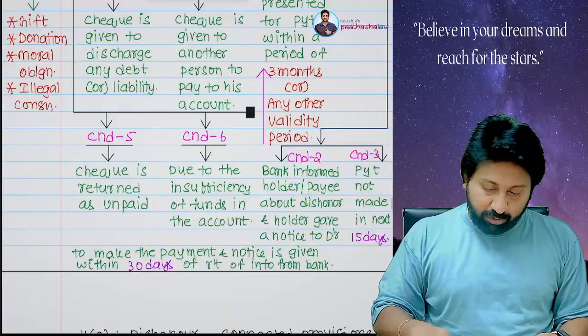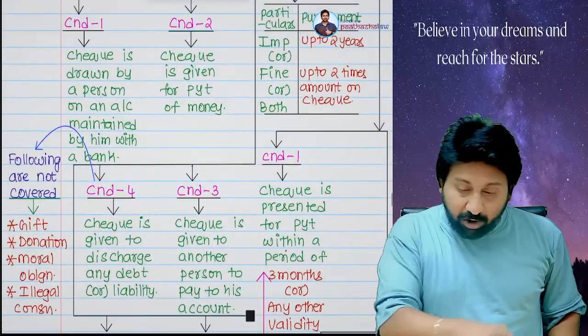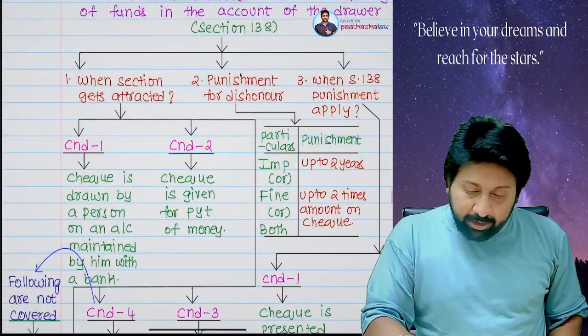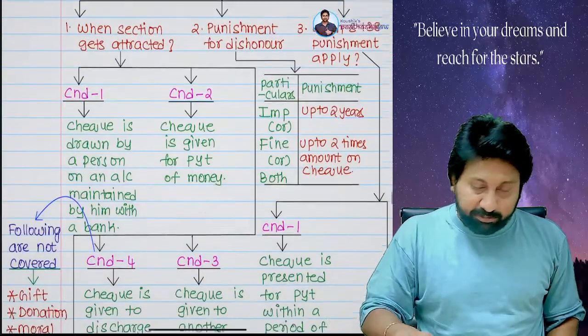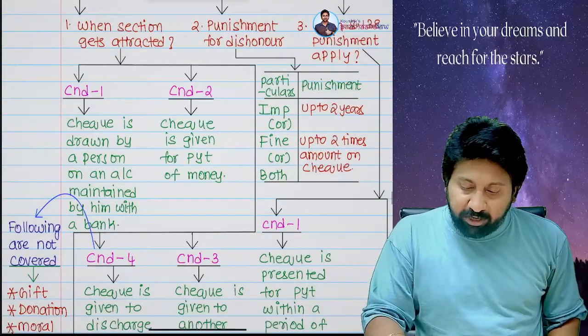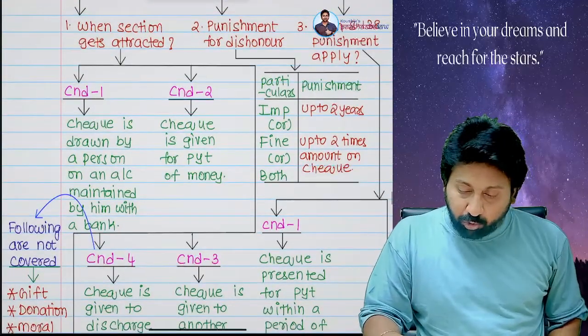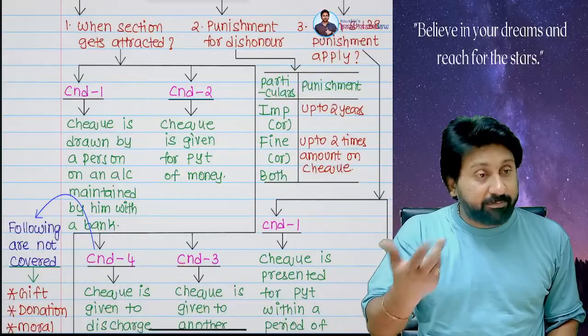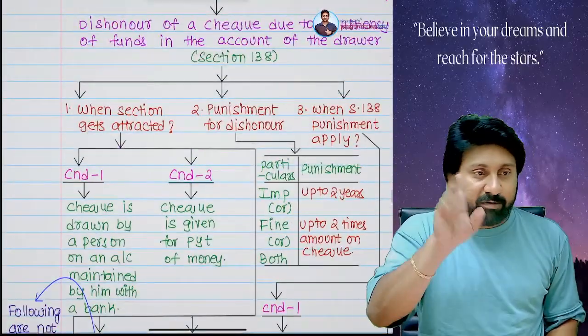If all these 6 conditions are satisfied, punishment for dishonor. What is the punishment? Imprisonment up to 2 years or fine up to 2 times the amount on the check, or sometimes even both. Remember the punishment, he will ask for 1 mark.